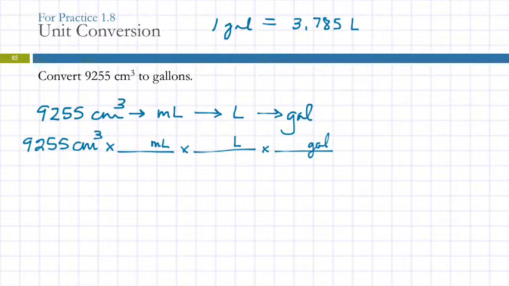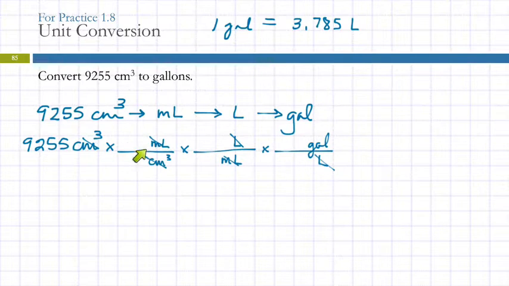I take this given unit, centimeters cubed, and I'm going to make that the denominator in the next fraction. I'm going to divide by it because I want it to cancel out. Cubic centimeters. And then I take milliliters and put it down here. And then I take liters and put it down there. Okay? Now I put numbers in.